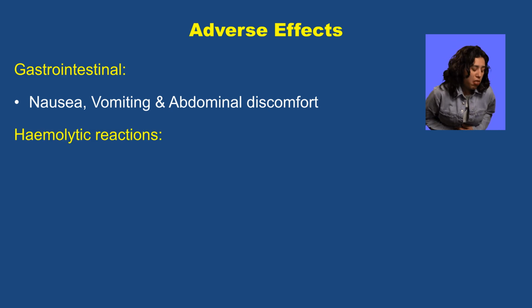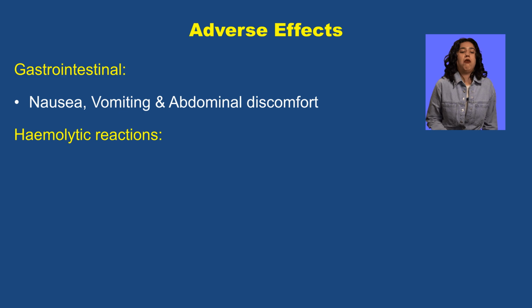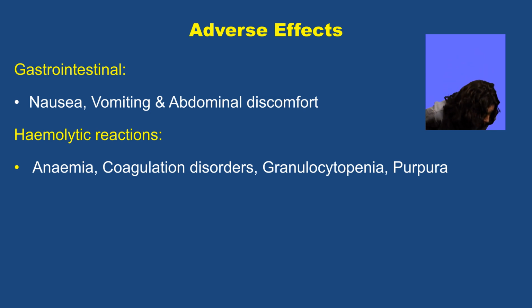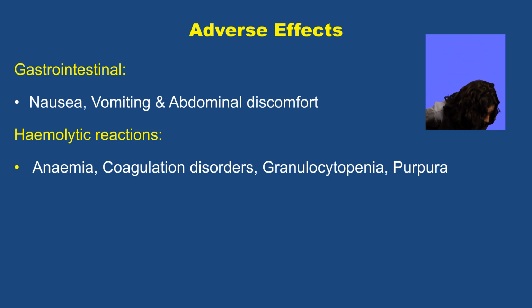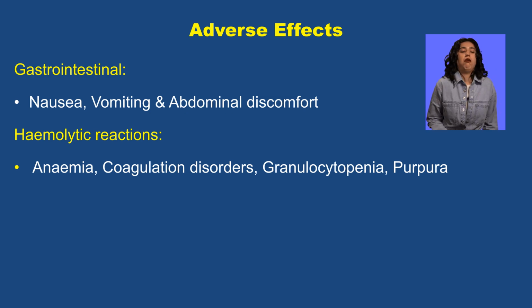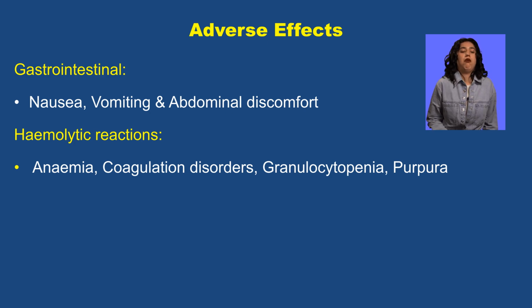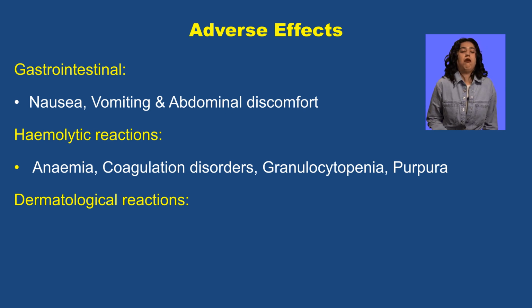Coming to hemolytic anemia. They do produce hemolytic anemia, but at a higher dose, due to inhibition of conversion of folic acid to folinic acid by trimethoprim. For the same reason, if cotrimoxazole is used during pregnancy, the chances of teratogenic effect due to folate deficiency will be increased. Apart from anemia, they do produce coagulation disorders, purpura, and granulocytopenia.